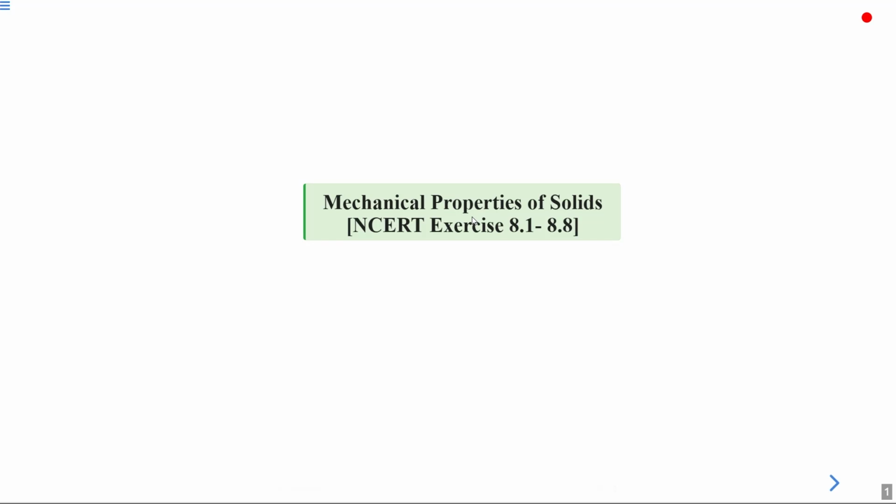Hello students, in today's lecture we are going to solve NCERT exercise problems on mechanical properties of solids from 8.1 to 8.8.